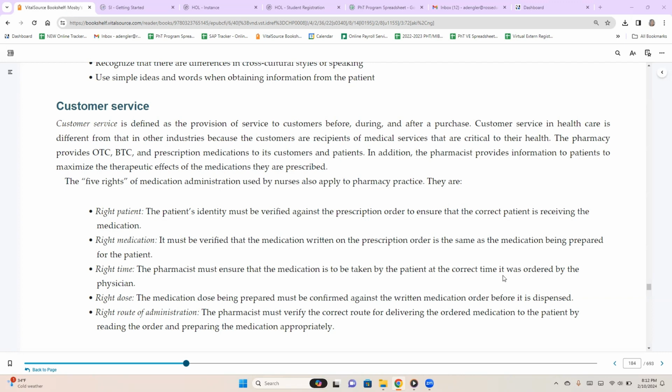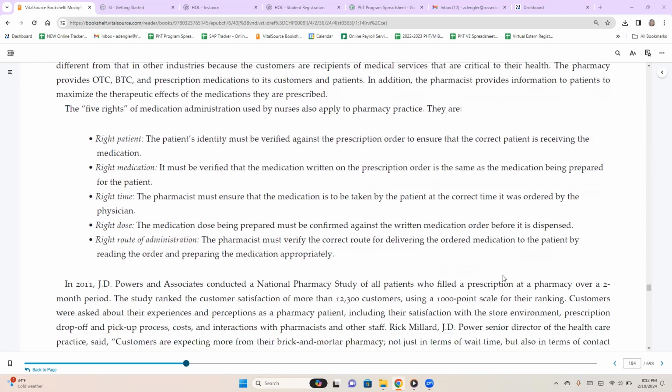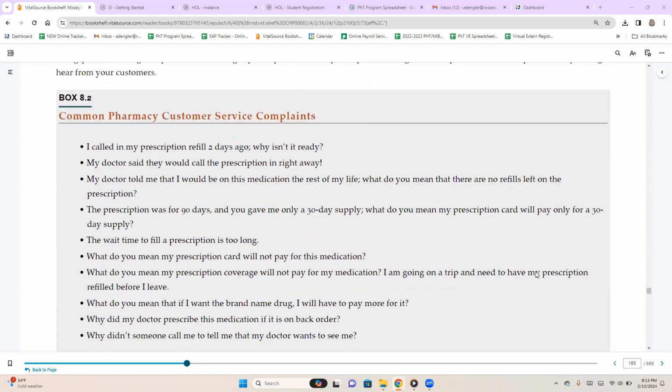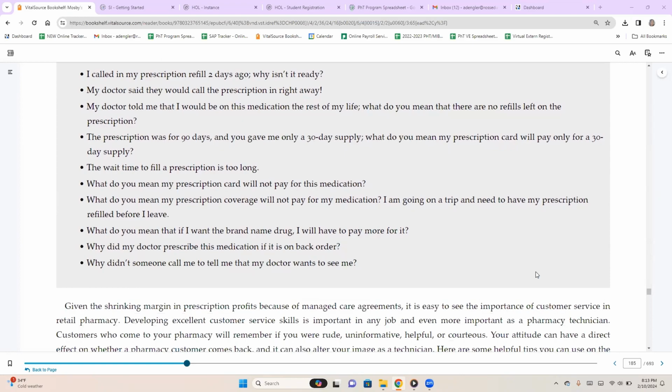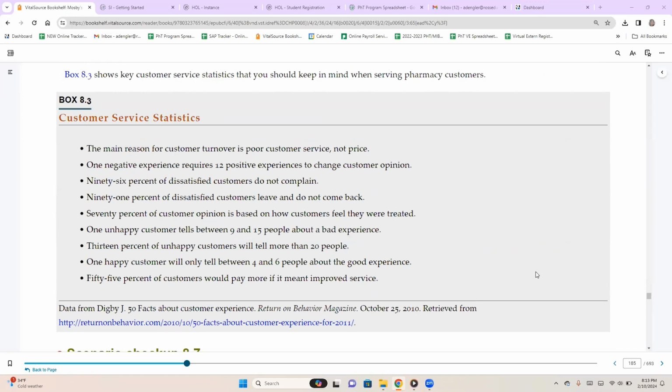The five rights of medication administration used by nurses also apply to pharmacy practice. So the right patient, the right medication, the right time, the right dose, and the right amount of administration. Box 8.2 has some common pharmacy customer service complaints. Box 8.3 gives some customer service statistics.